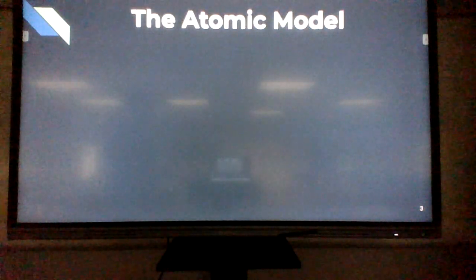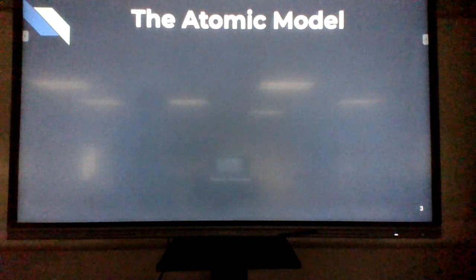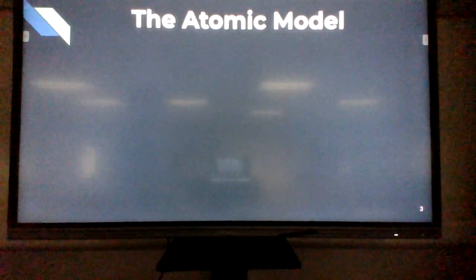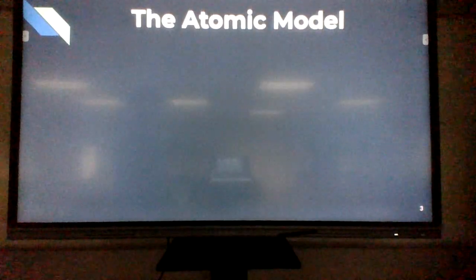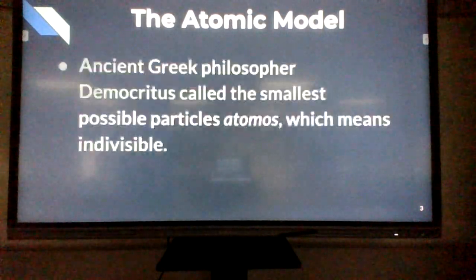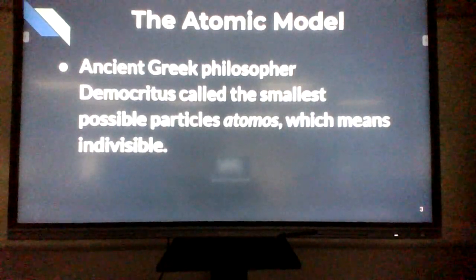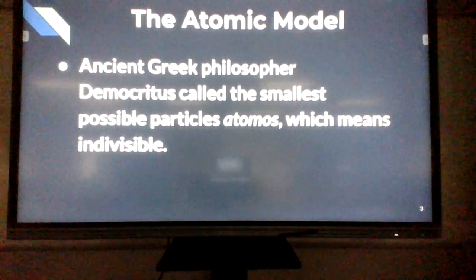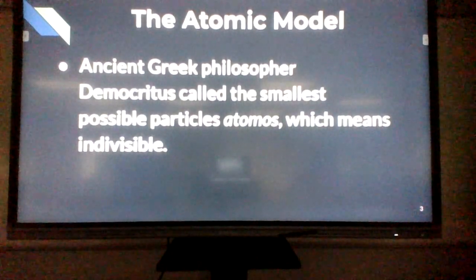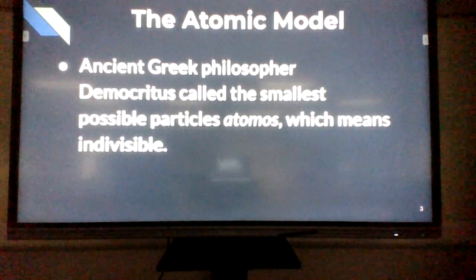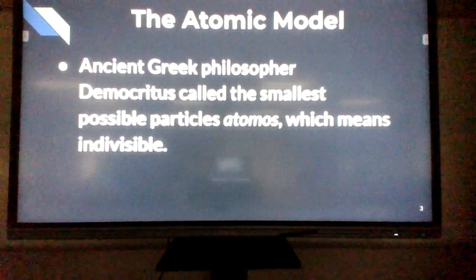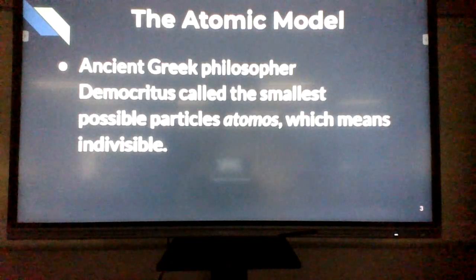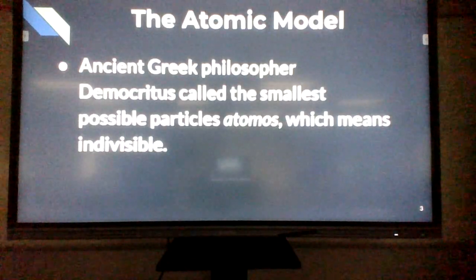Atomic models, and there are many, and many that changed over years, decades, and centuries. Remember, models, many of them are workable, meaning altered or revised as new information became available. Ancient Greek philosophers, such as Democritus, called the very smallest possible particles atomos. That's a Greek word, atomos, which means indivisible. So at one point, atoms were thought to be completely indivisible, cannot split apart into smaller parts.